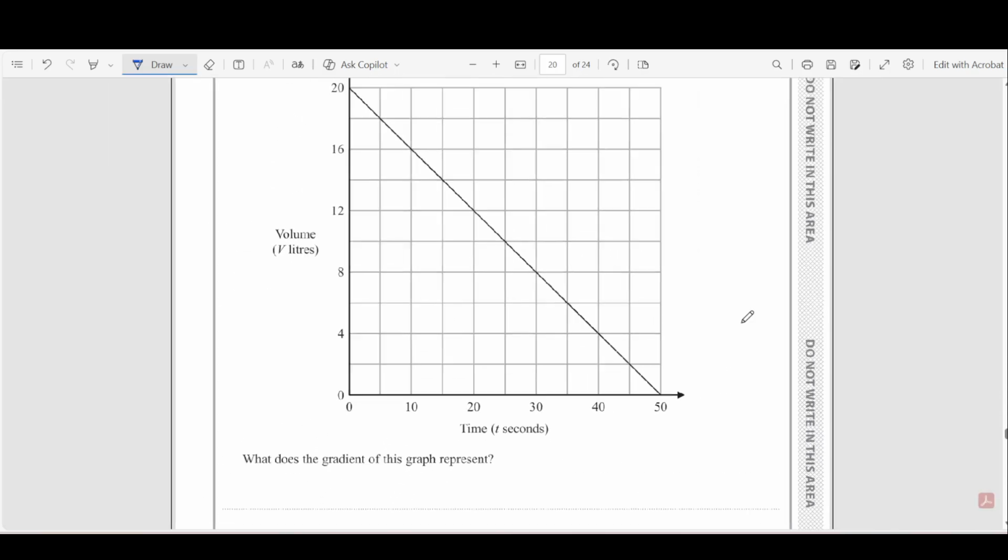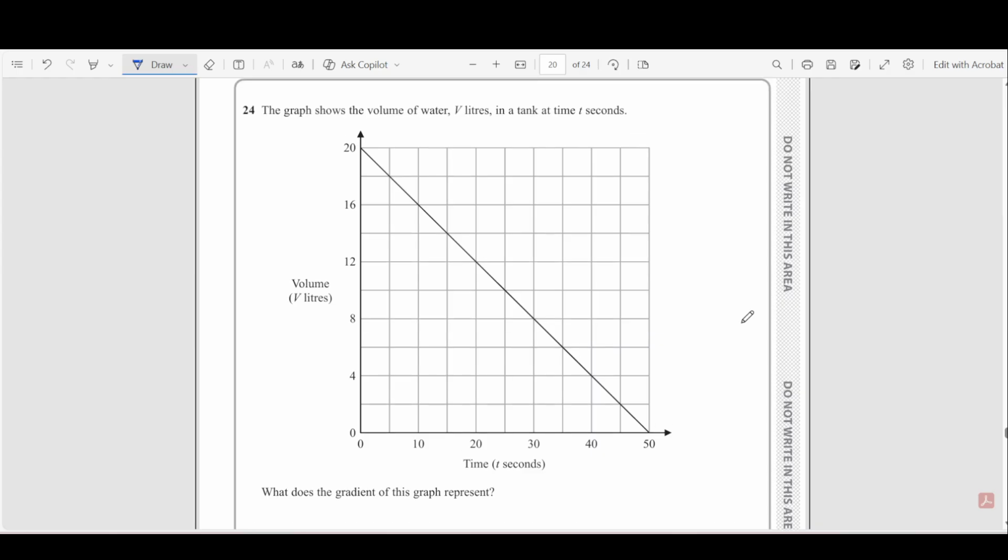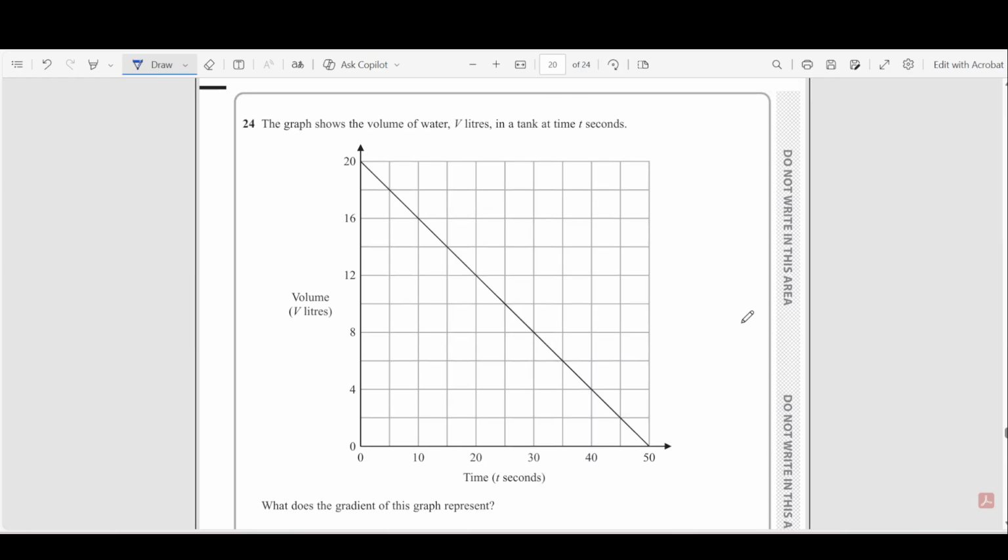Next question, what does the gradient of this graph represent? Gradient is also called slope. They can ask you for slope or rate of change in these terms. So it shows how y is changing with x. This is the general definition of gradient.